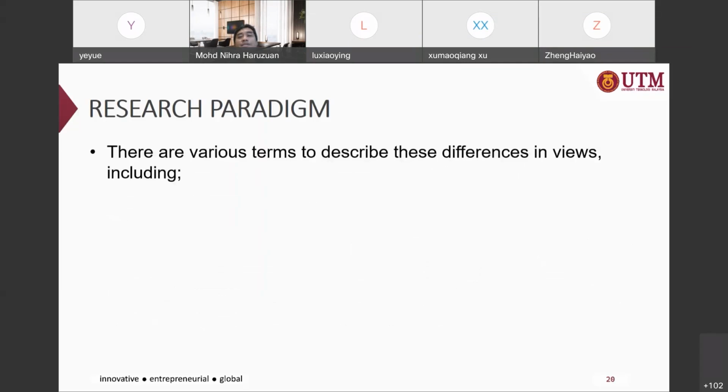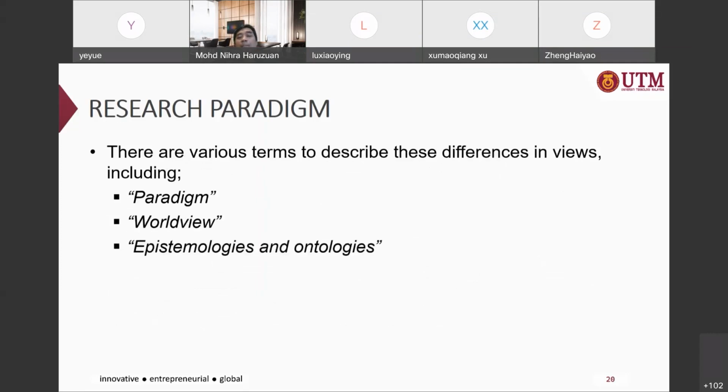There are various terms to describe these differences in view, including one is paradigm, the one that I mentioned now, research paradigm. The second one, worldview. What is your worldview? Epistemology and ontologies. Okay, these all are broadly conceived as research methodologies, right? So this is research methodologies.